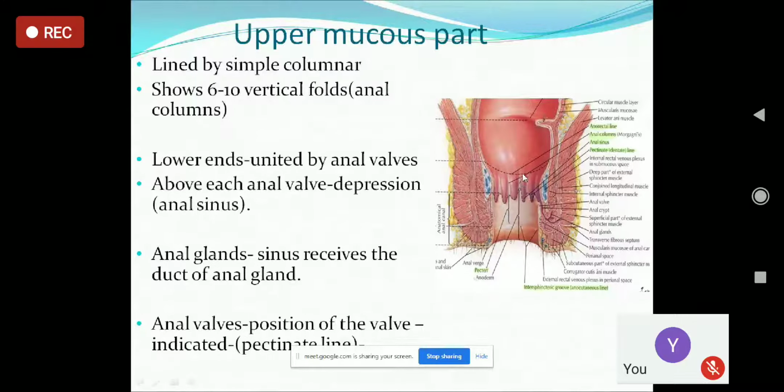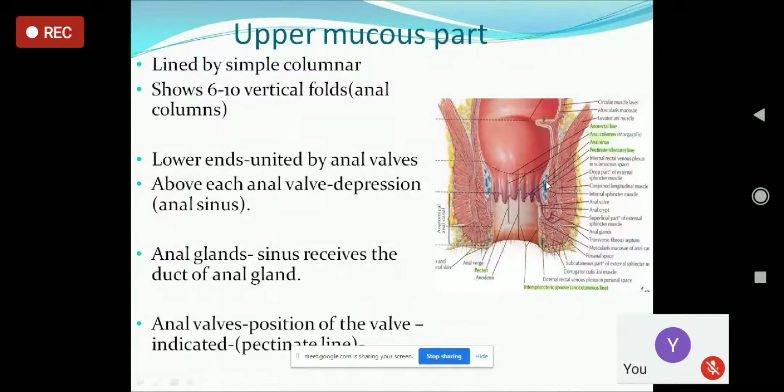First, you have to know about the anal column. Then this is the anal valve, and in the anal valve you get the depression, the anal sinus. So these are the anal sinuses. The anal gland opens into the sinus through the duct of the anal gland. Look at the anal valve, it will represent a line. This dotted line is called the pectinate line.